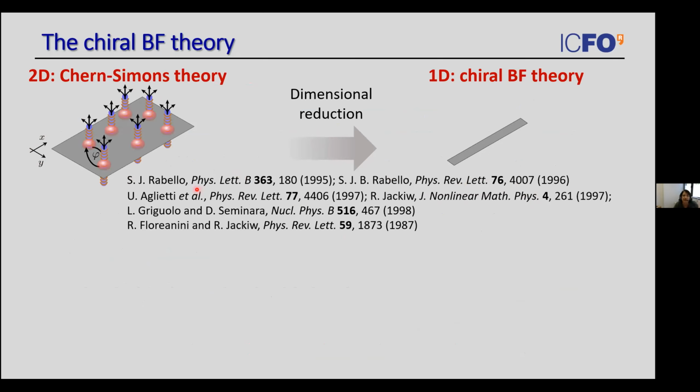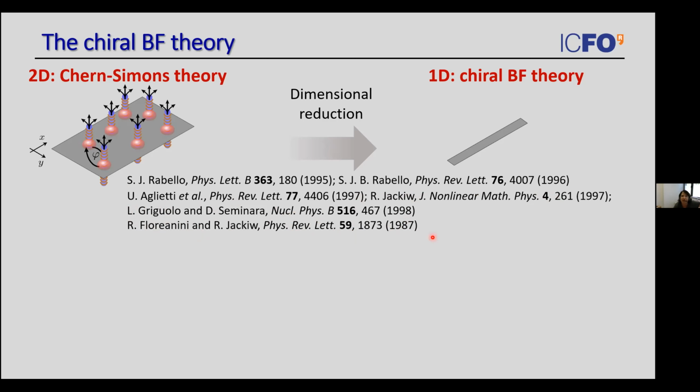Yeah, and this is a model that was proposed in the 90s by Silvio Rabello and then studied in quite some detail by Roman Jackiw and collaborators. And indeed, Jackiw took a keen interest in this model because it builds on previous work of his, this beautiful paper here. So many people ask me, why is this called the chiral BF theory?